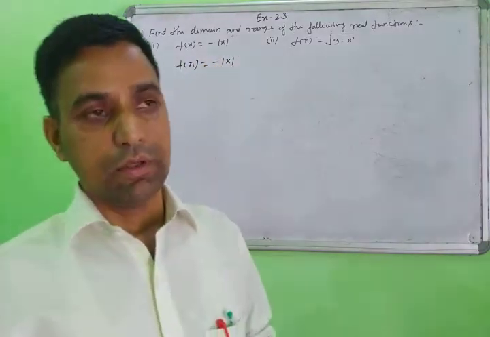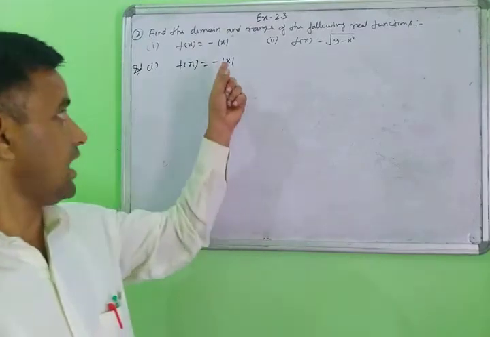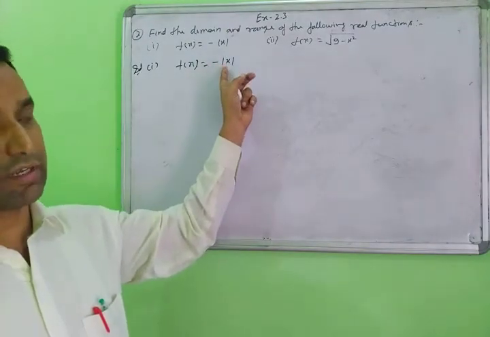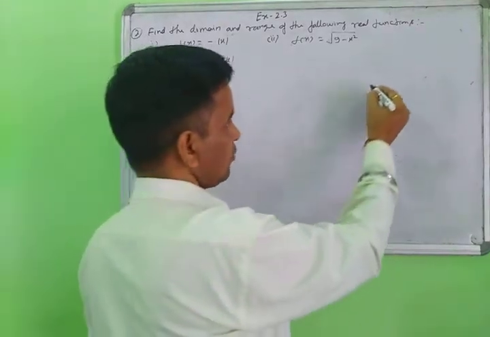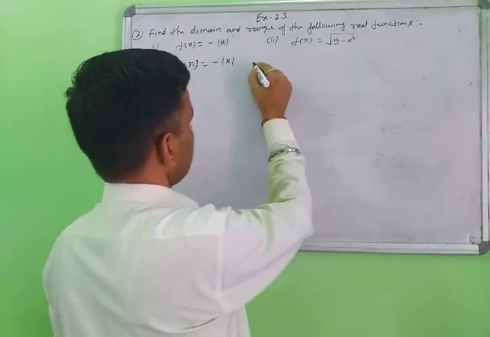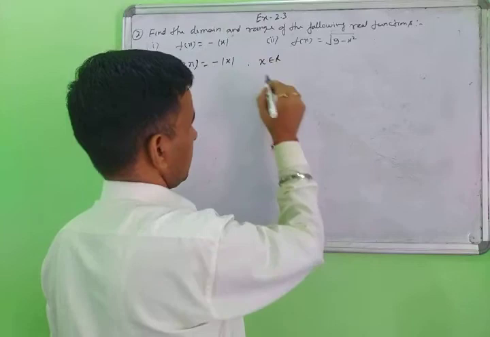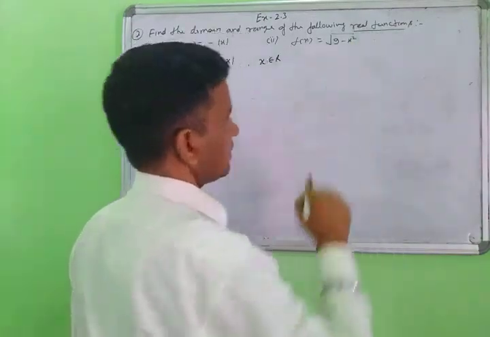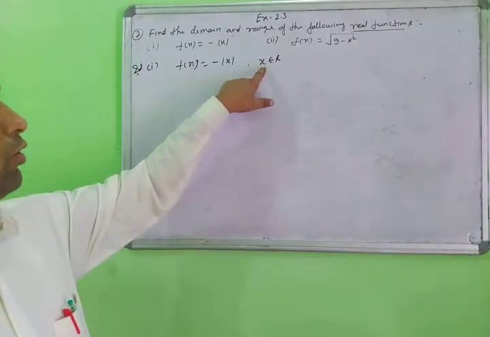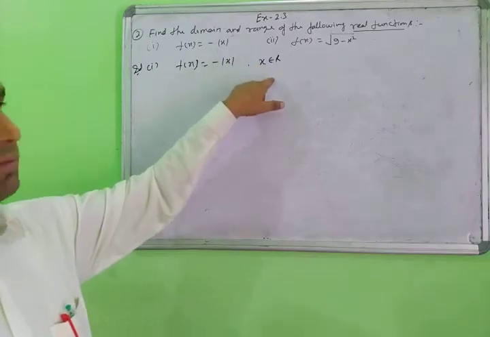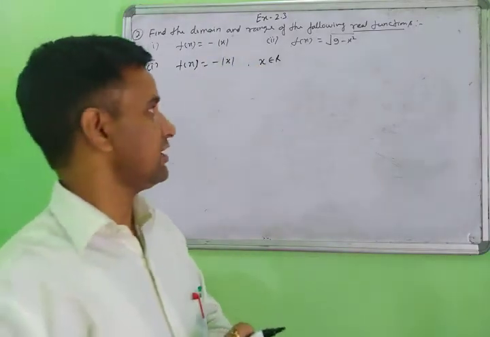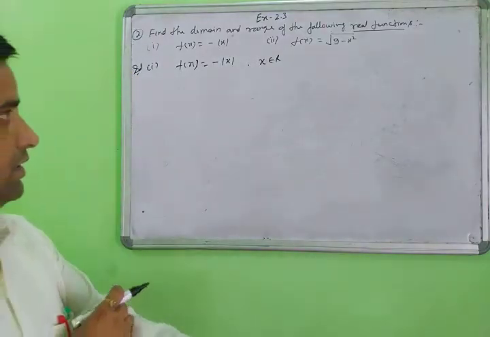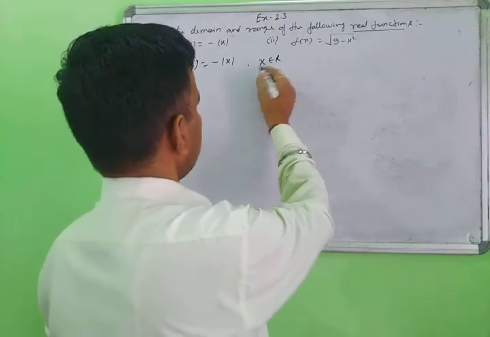You know that this is the mod function with a negative sign outside. So when you put x, x belongs to what? x belongs to the real numbers. This is a real function, which means the values of x and y are both real numbers. So first we take the domain, then we find the codomain. So x belongs to the real numbers.